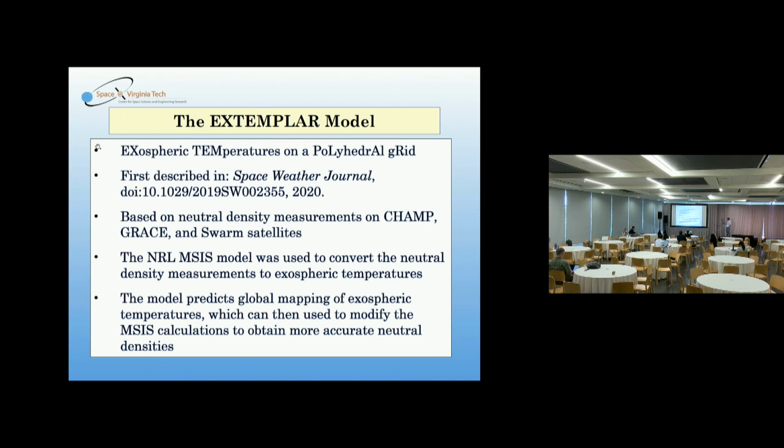The background is the EMSIS model. So in this particular case, there is a background model, which is the EMSIS model. And the model basically predicts global mapping of exospheric temperatures, which can then be fed into EMSIS to compute more realistic or more accurate densities. So it's kind of like a feedback scenario.